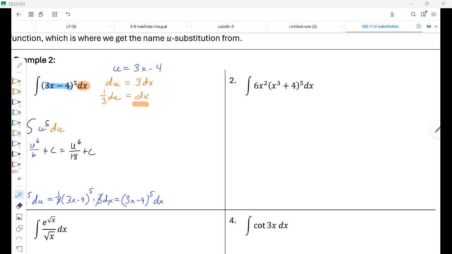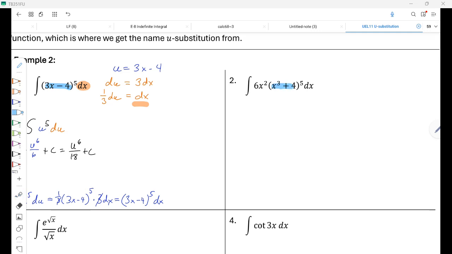So we have 6x squared. We have x cubed plus 4 being raised to the 5th power. Is there something there that when I take its derivative, I get the other something? What is the thing that I take the derivative of? Plus 4. Plus 4, yeah. So we're going to do x cubed plus 4.